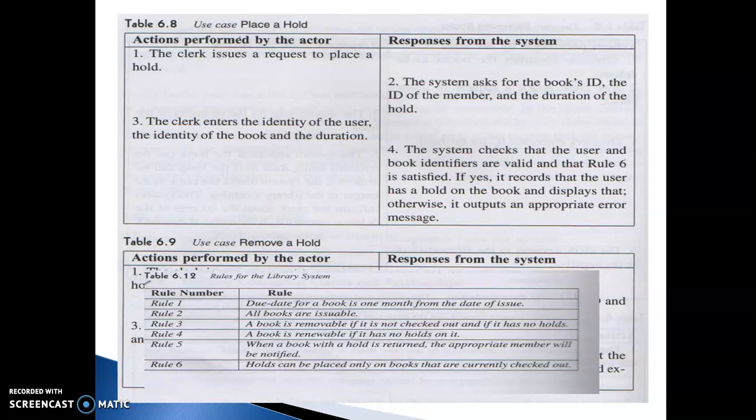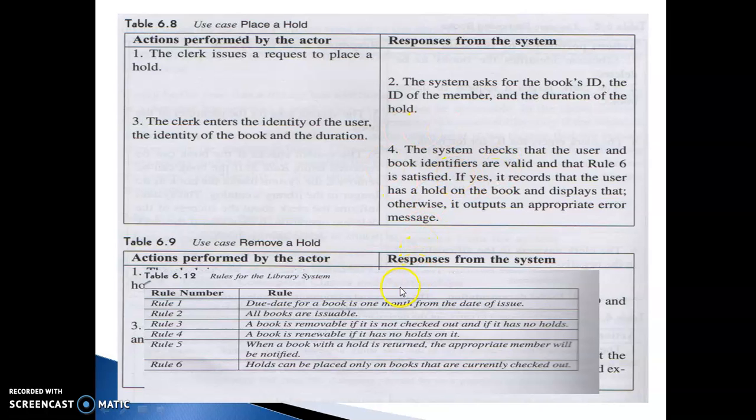A book should be with you and you can go for placing a hold. Otherwise it outputs an appropriate error message. If you don't have a book and you go for placing a hold, it has to definitely show the error message. So that's placing a hold on a book.